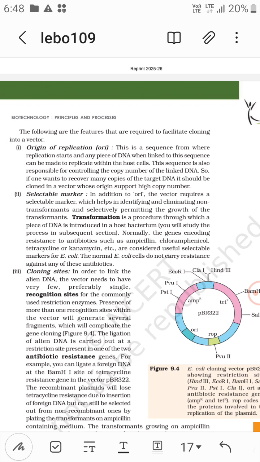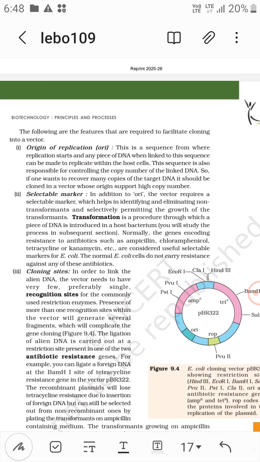Now the selectable marker. In addition to the origin of replication, the vector requires a selectable marker, which helps in identifying and eliminating non-transformants and selectively permitting the growth of the transformant. So transformation is a procedure through which a piece of DNA is introduced in a host bacterium.